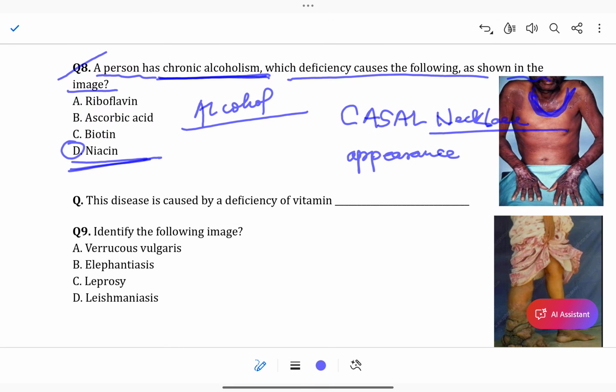I think most of the time they ask this question in a different form. Sometimes they will give the image and ask something. Sometimes they will not give the image. Again, they will ask the vitamin. So you have to understand and write the answer.